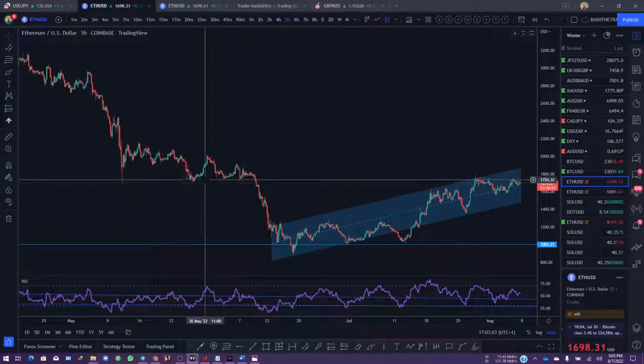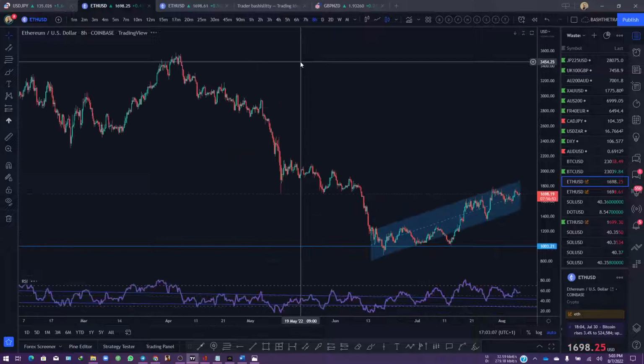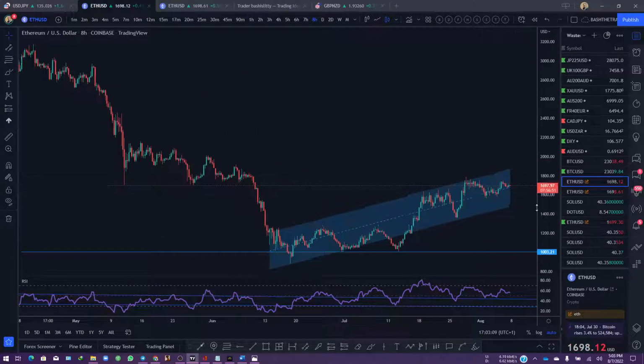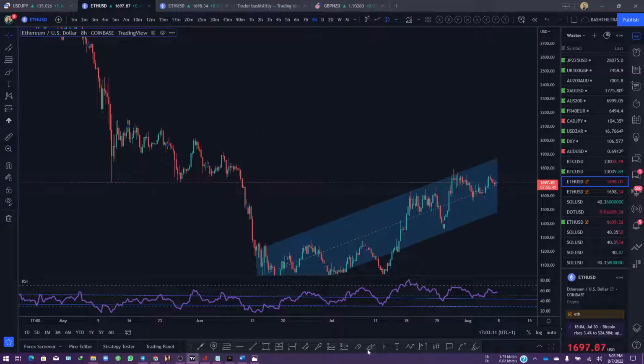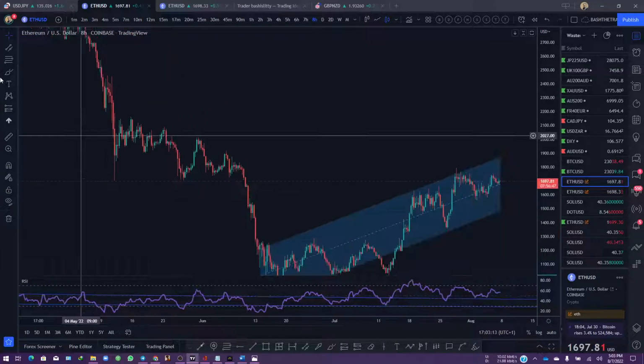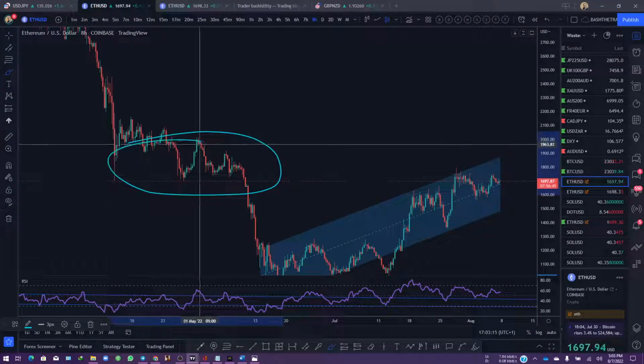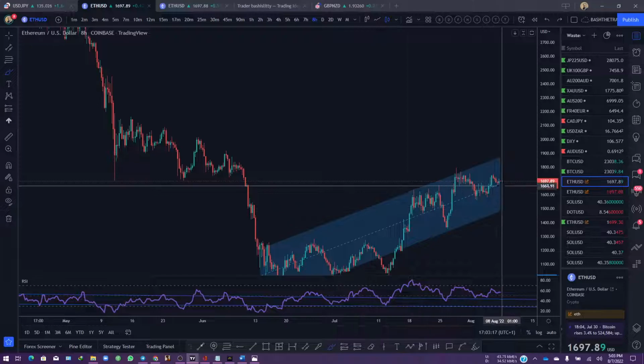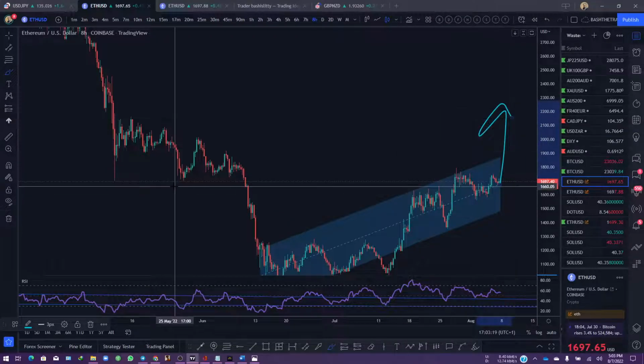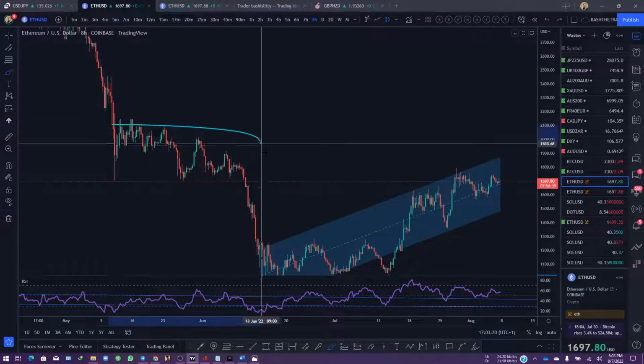So yeah, this is a critical level for Ethereum USD. We have a bunch of orders. Let me go to the 8 hours. We have a bunch of orders here. We have a bunch of buying and selling activity here. So we're expecting the price to what? To break this area.